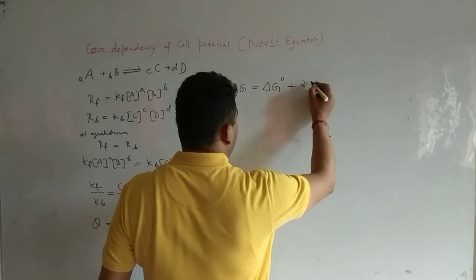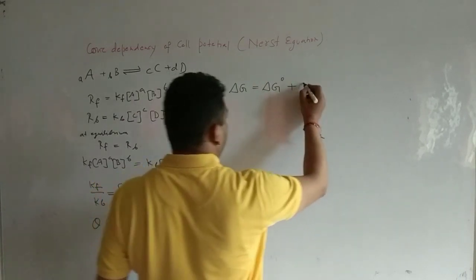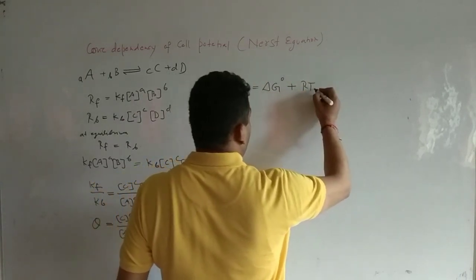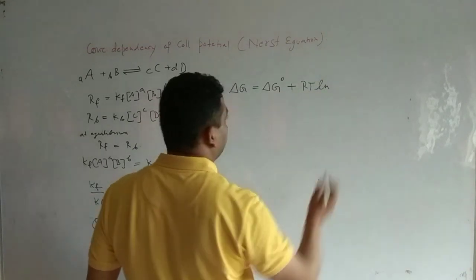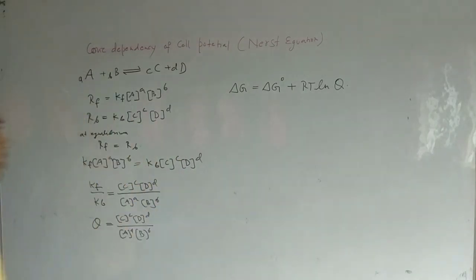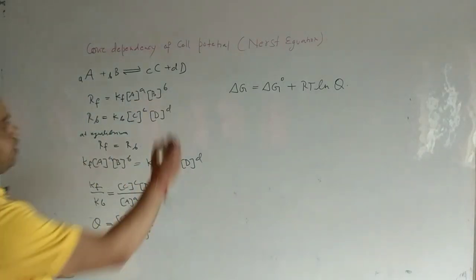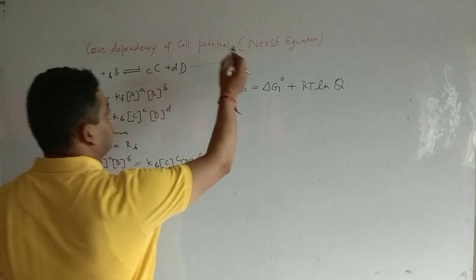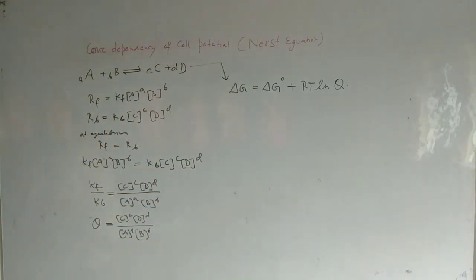Plus 2 point, not 2 point actually, it is your RT ln Q. Here I am writing Q. This particular Q is given, and I am writing the expression for this equation. Nernst equation I am writing for this expression.